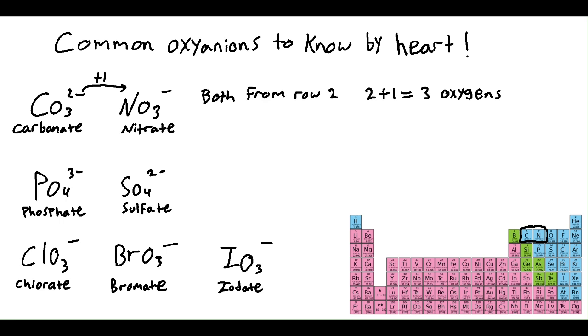You should also group phosphate and sulfate together because phosphorus and sulfur are both from row 3. Their common oxyanions both have 4 oxygen atoms. Phosphorus comes before sulfur within row 3, so it gets a -3 to match row 3. Then if you add 1 to that, you land at the -2 for sulfate.